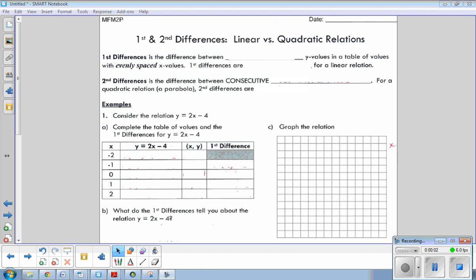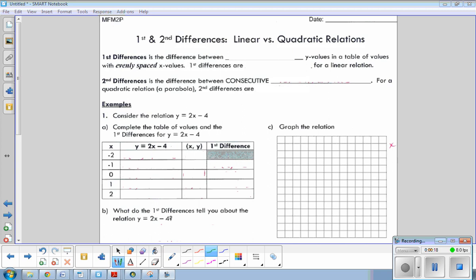Okay, this is our video explanation for Unit 5, Lesson 5. What we're going to talk about today are first differences and second differences. You might remember first differences from when we did linear relations, but if you don't, it's okay. You'll catch up. No problem.